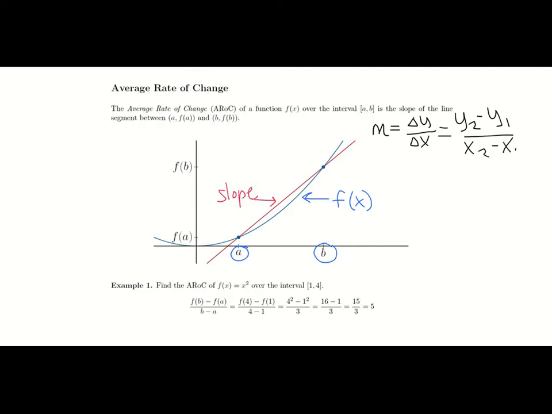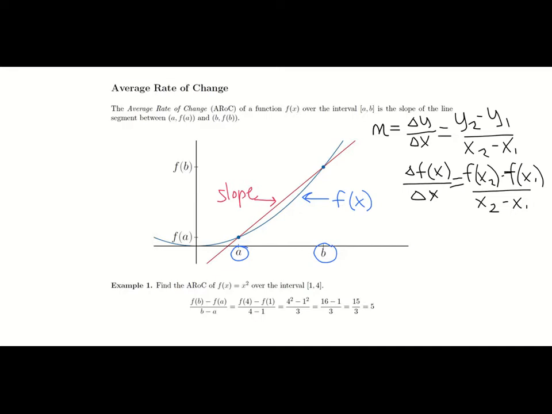However, here we're using function notation, so it might be useful to think of slope instead as the change in f of x over the change in x. So the change in the outputs over the change in the inputs. So that would mean we're looking at f of x2 minus f of x1 over x2 minus x1. So that's how we get the slope of the line connecting two endpoints of a curve.